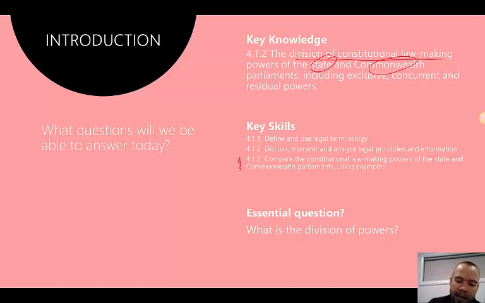Our skill for that is we are going to be able to compare the constitutional lawmaking powers of the state and Commonwealth parliaments. So we're going to be able to look at what do the states do, what does the Commonwealth do, and what are the similarities and differences between those through these terms, exclusive, concurrent, and residual. And obviously our essential question is pretty straightforward. What is the division of powers? And we'll jump into that so that we know.